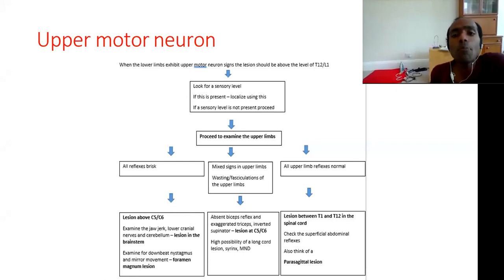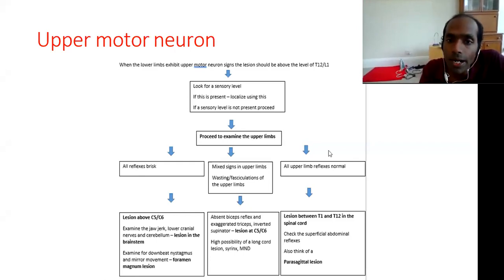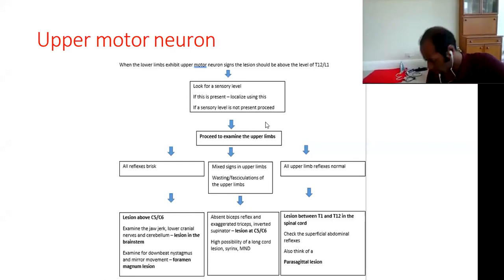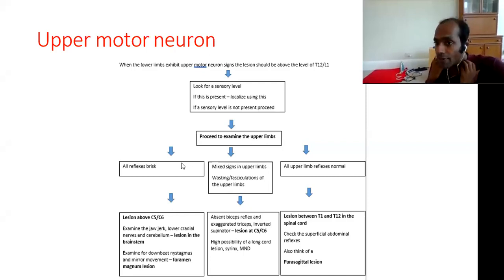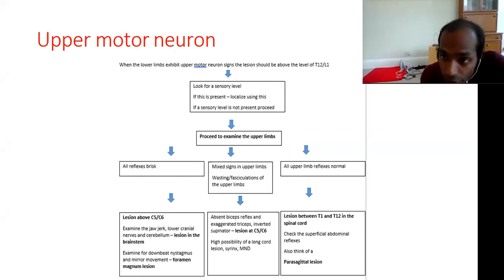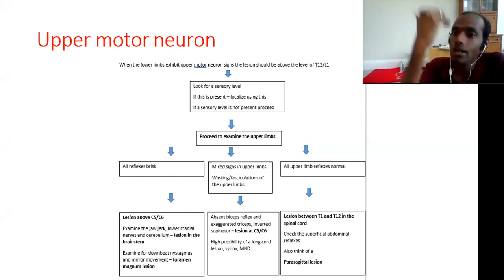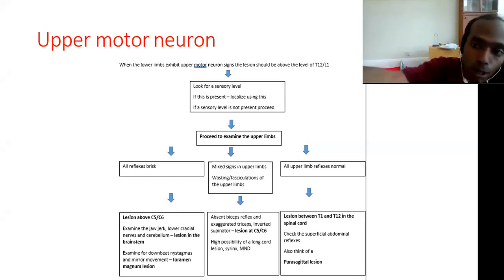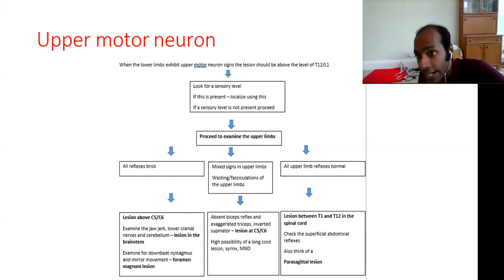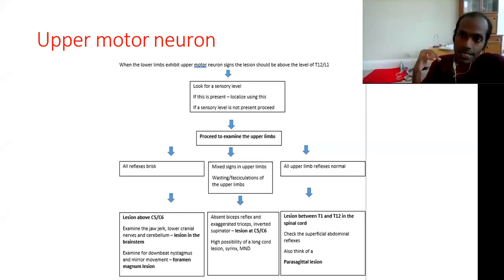Now what do you do? You use the motor localization method which is summarized in this algorithm. Examine the upper limbs. All upper limb reflexes brisk, you know the lesion has to be above C5. Next you examine the jaw reflex. If that is brisk, it is in the brainstem. If that is normal, it is between the brainstem and C5. At the foramen magnum level there are characteristic signs, two signs, downbeat nystagmus and mirroring of movement, which you can examine and see.